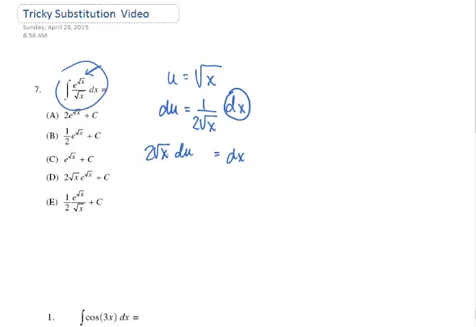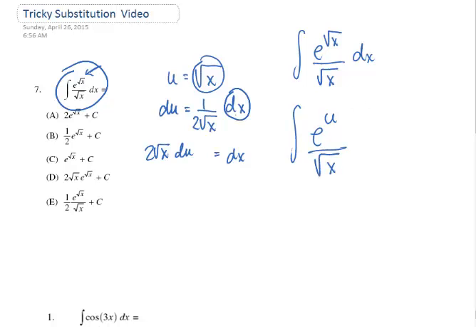So now we take this integral and reshape it. It was e to the root x over root x dx. We're going to replace the integrand. We have e to the u, because that's substitution. The root x we have is over root x, and the dx we're going to replace with 2 root x du. So we've made that change, and now you should see that the x terms cancel.